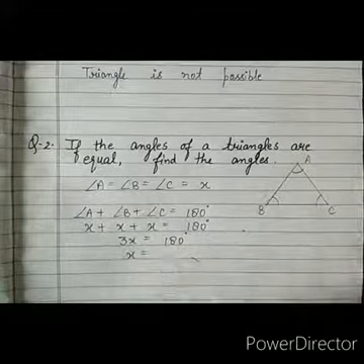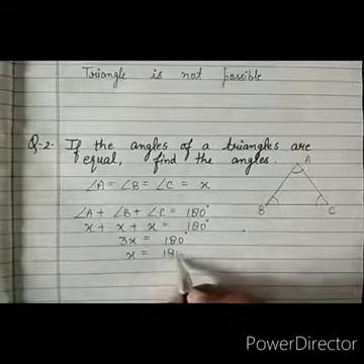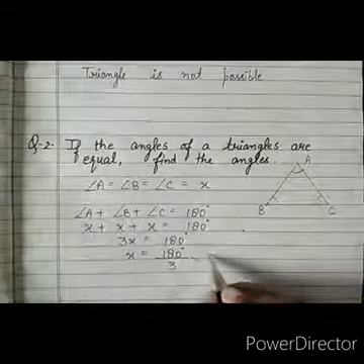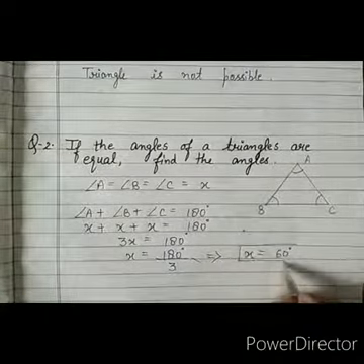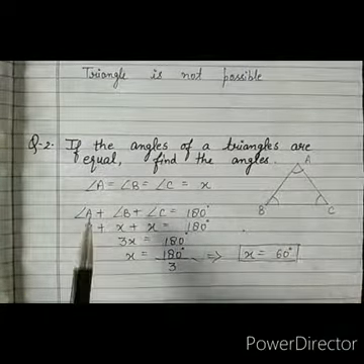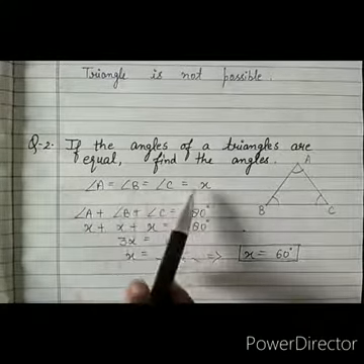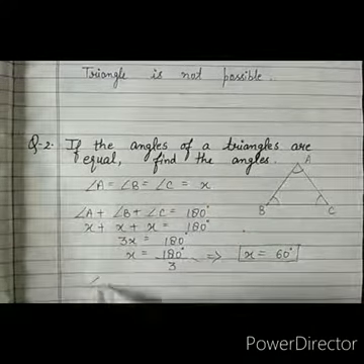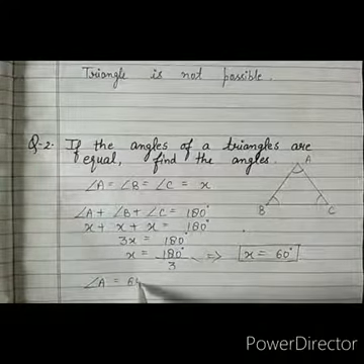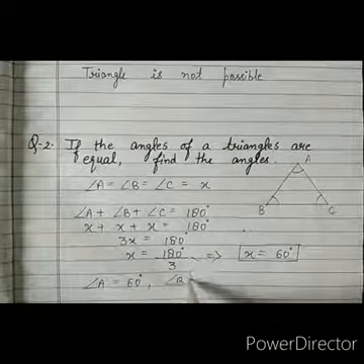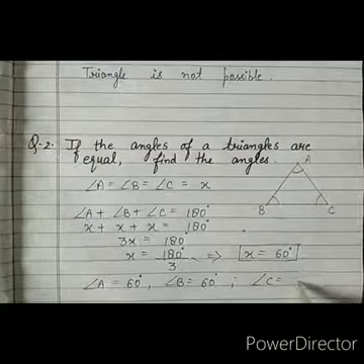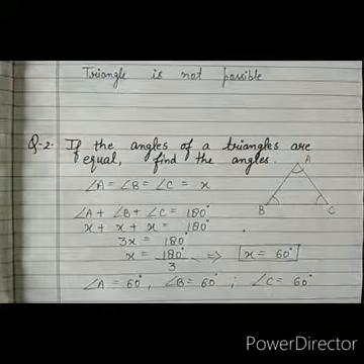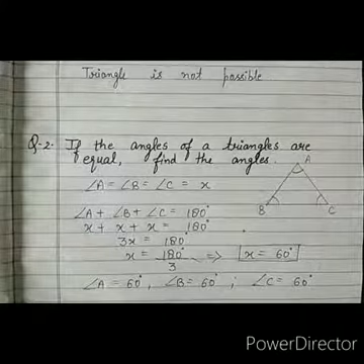Now after solving this, we have the value of X, that is 60 degrees. At the very first we took all the angles equal to X. So angle A is equal to 60 degrees, angle B is equal to 60 degrees, and angle C is equal to 60 degrees. So in this way we have our answer.